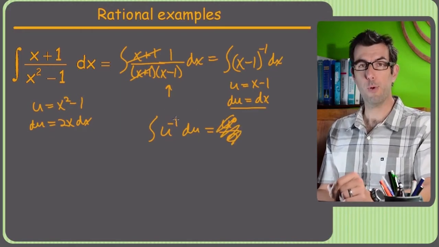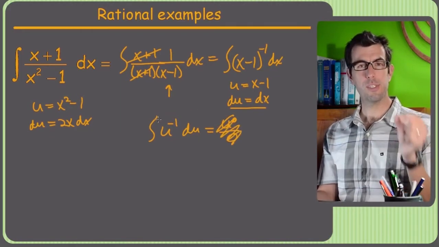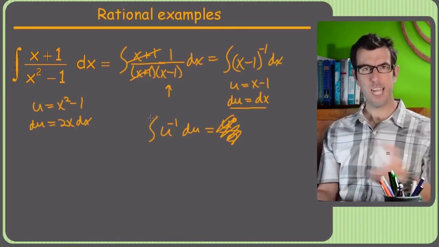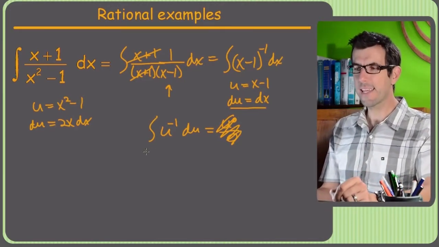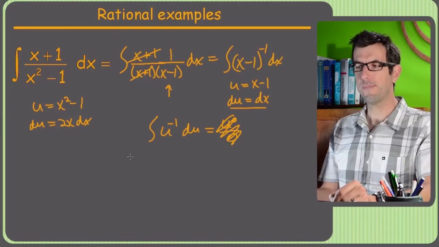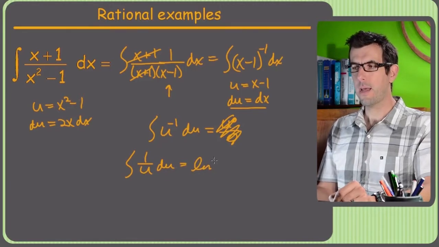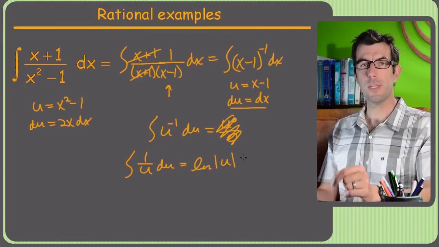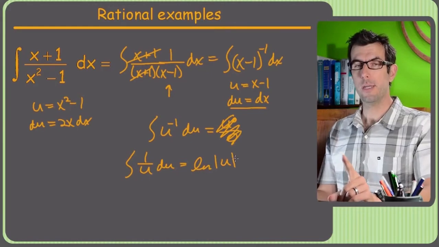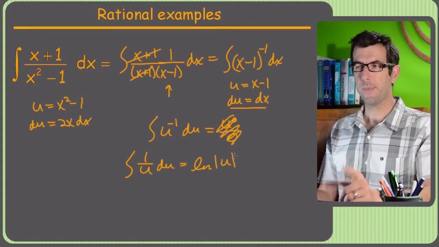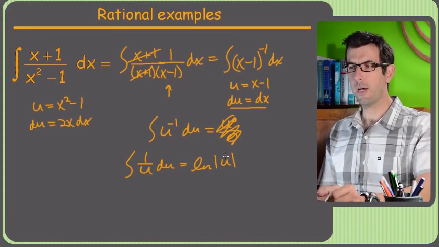So remember, the power rule works for all powers: roots, negative exponents, positive exponents, fractions, you name it. You can do it to anything except 1 over u. The integral of 1 over u du is the natural log of the absolute value of u. So the negative 1 power is the one power you're not allowed to use the power rule on. It's an exception. You've got to do natural log.